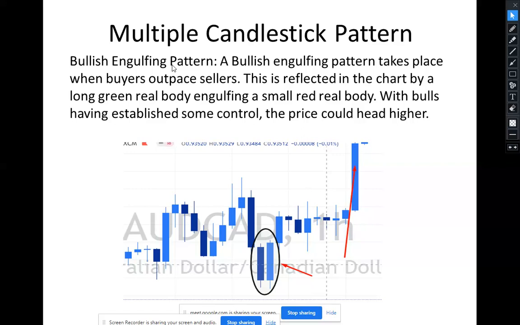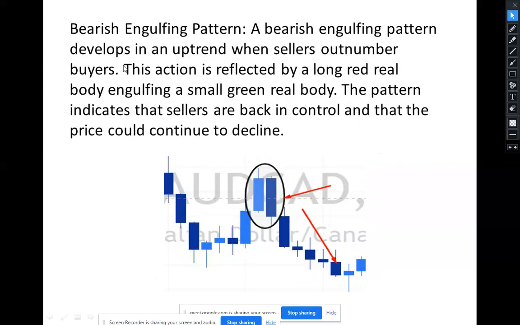In that case, the buyers have overpowered the sellers by engulfing the whole body. We are not talking about engulfing the wicks or shadows. We are talking about engulfing the whole body, which indicates that buyers are now in control of the market. Same thing here, the bearish engulfing pattern.